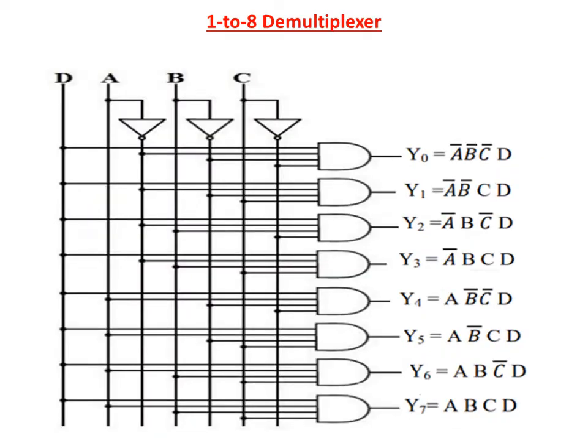This is the logic diagram representation for the 1 to 8 demultiplexer. The data input is D and the 3 selection lines are A, B, C, and at this position we will get A bar, here B bar and C bar. The product terms are implemented by AND gates. The first AND gate output is Y0, the second AND gate is Y1, then Y2, Y3, Y4, Y5, Y6, Y7. So this is the way we can draw the logic diagram for all the 8 outputs.